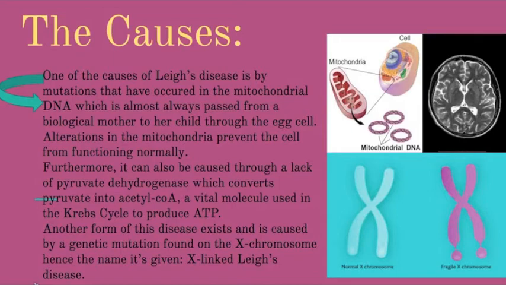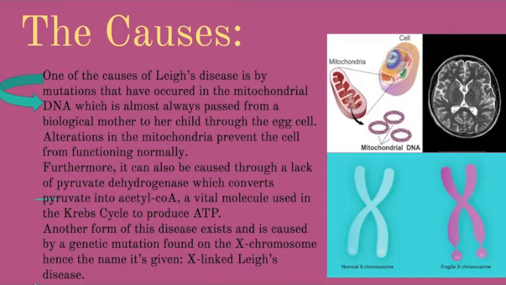Causes of Leigh's disease. There are 2 causes of this disease, the first being a mutation occurring in the mitochondrial DNA and a lack of the complex pyruvate dehydrogenase, which is essential to produce ATP during cellular respiration, is the second. ATP drives all metabolic processes, and without it, the body goes into a chronic lack of energy state.